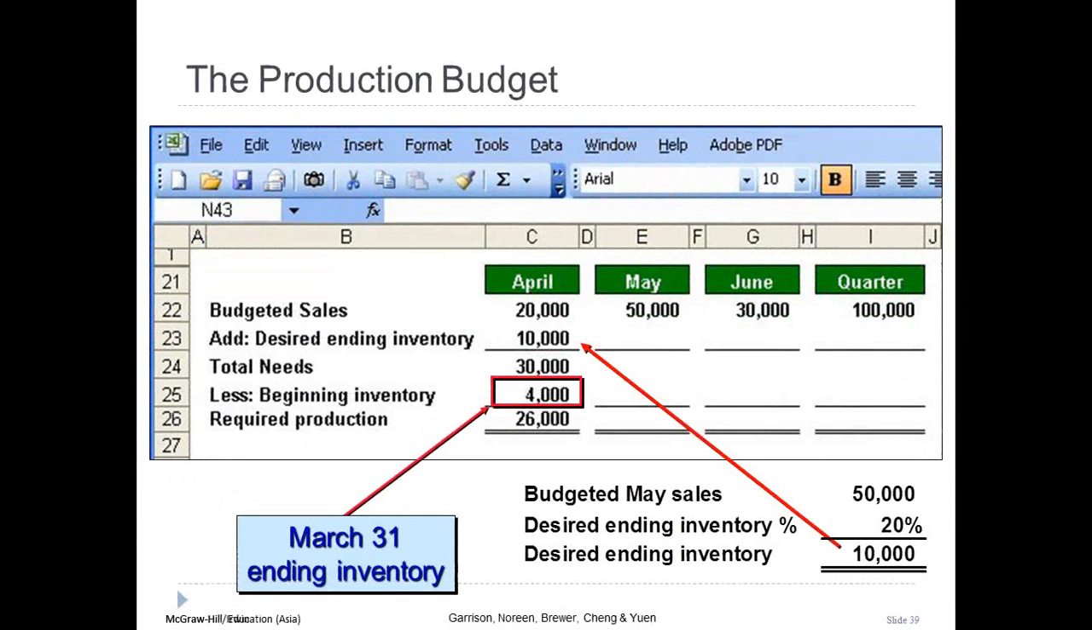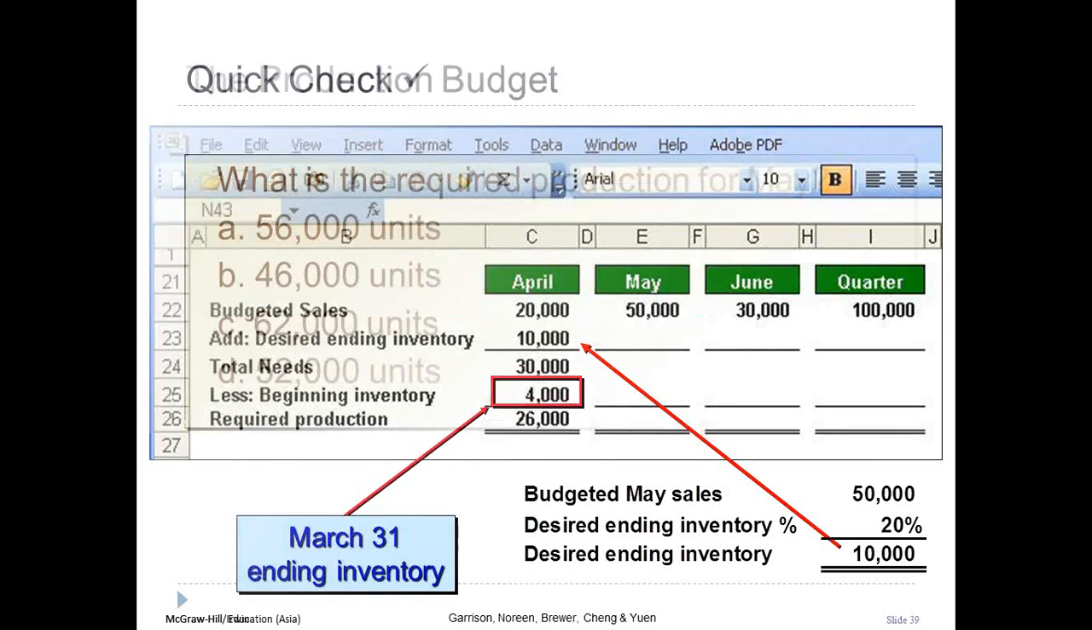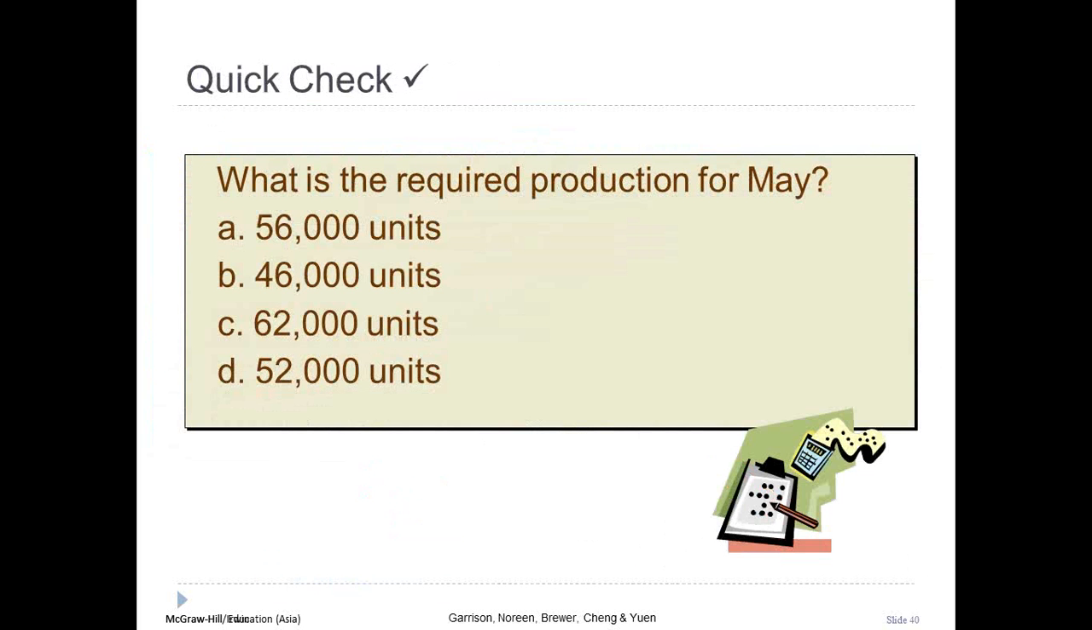The second step is to calculate the required production in units for April, which is 26,000 units. Notice the desired ending inventory in units for April, 10,000 units, and the beginning inventory in units for April, 4,000 units. What did you calculate as the required production for May? 46,000 units. How do we get that?